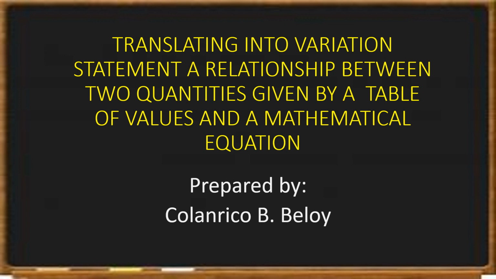Our lesson for today is translating into a variation statement a relationship between two quantities given by a table of values and a mathematical equation. So, given a table of values, we can have a variation. Given a mathematical equation, we can have a variation. Okay, so let's start.